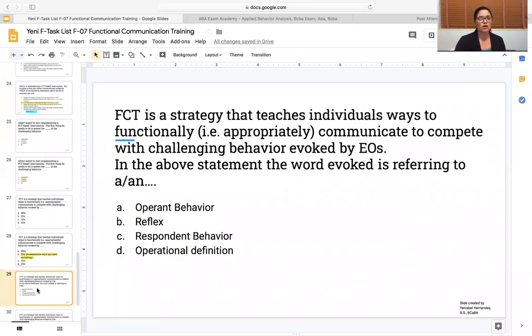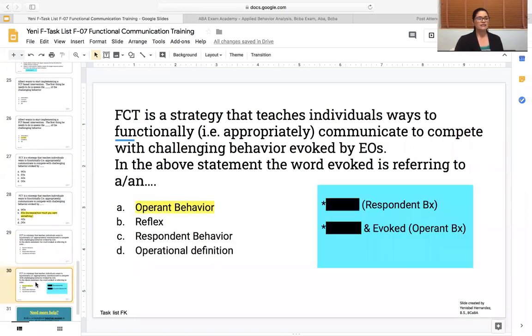Okay, so FCT is a strategy that teaches individuals ways to functionally or appropriately communicate to compete with a challenging behavior evoked by EOs. In the above statement, the word evoked is referring to: A, operant behavior, B, reflex, C, respondent behavior, D, operational definition. A. One for A and two more A's in the chat. Another A. Nice, guys. A it is. And woohoo! The last one was not B.